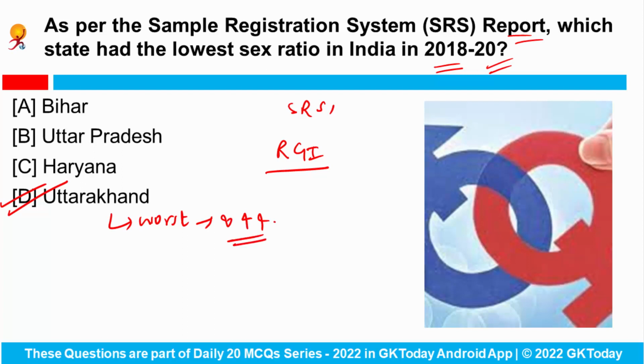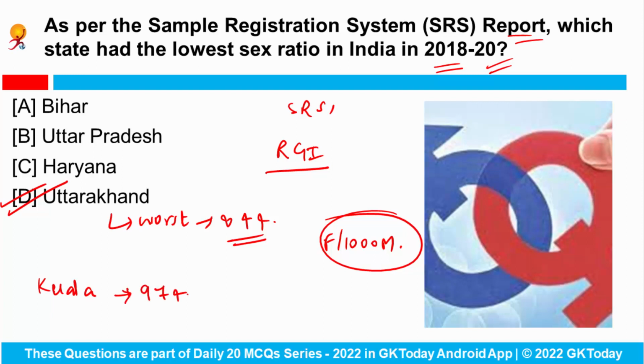And what do you understand by the term sex ratio? So basically it is the number of females per 1000 males. Fine. And which state was at the top? This is the state Kerala, and here the sex ratio was 974.